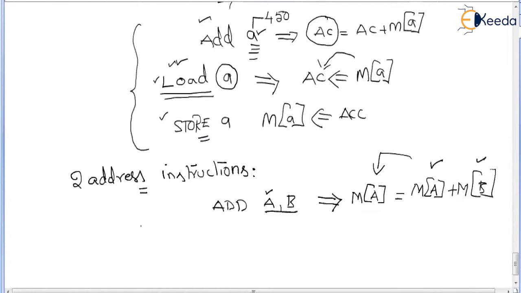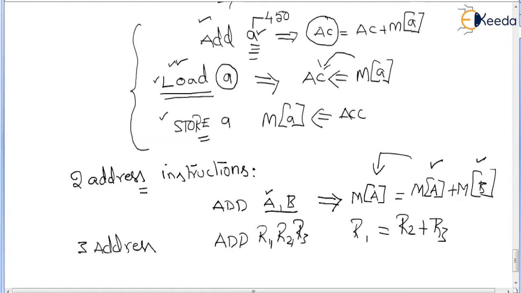And three address instructions are simple. We will have something like add R1, R2, R3. Now here R1 is equal to R2 plus R3.